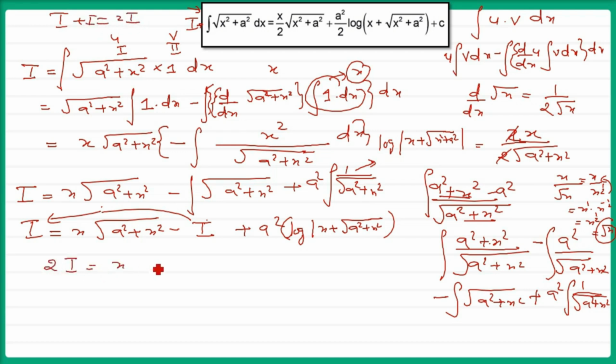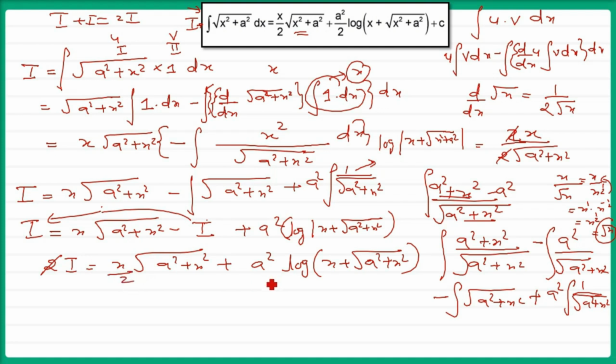On the right it will be x under root a square plus x square, and the second term is what? See, just try to coincide with that actual result. So a square log, and bracket I am changing now, x plus under root a square plus x square as the second term. Now these two I am bringing downstairs on the right hand side. Now you see this is the result.